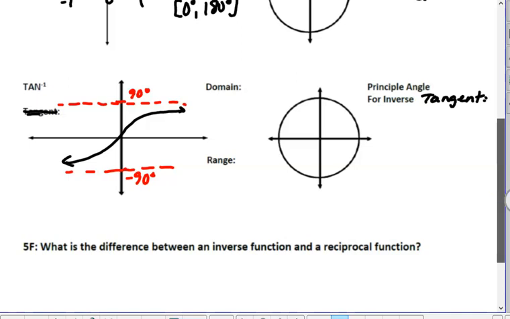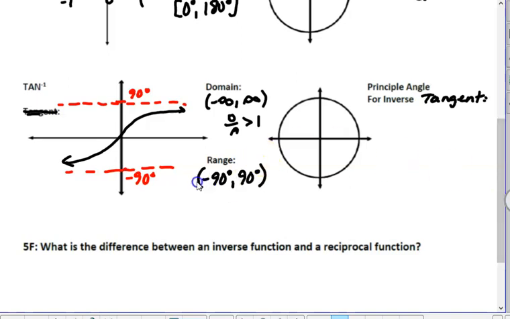So its domain is actually all real numbers. I can put any value in for a tangent value, because opposite over adjacent can be greater than 1 or less than -1. It can be a bigger number than 1. Its range, however, is very similar to sine's, -90 to +90. It's just the endpoints are not included, because that's where tangent is undefined. So that's why we use curved brackets instead of hard brackets.